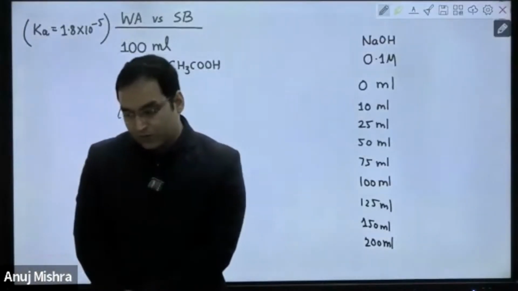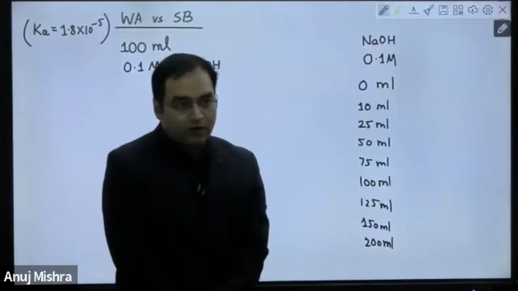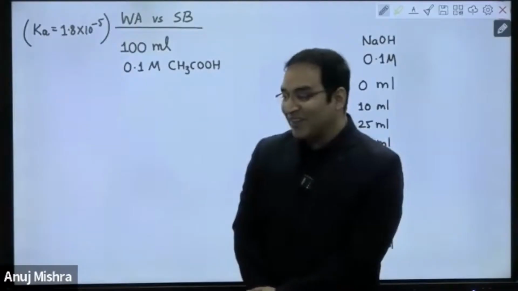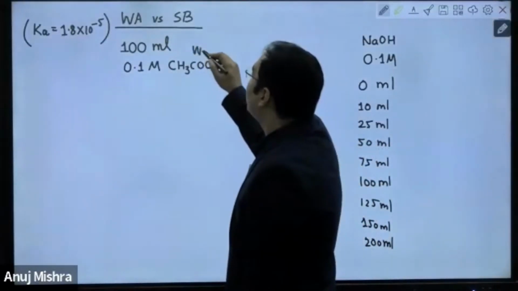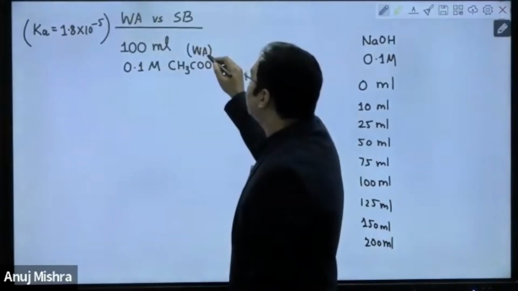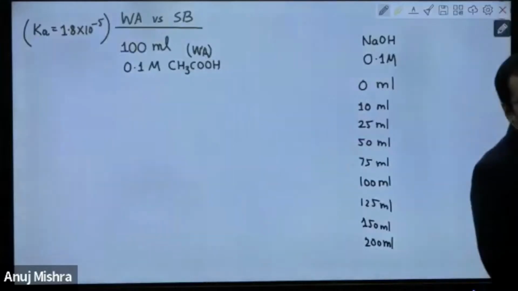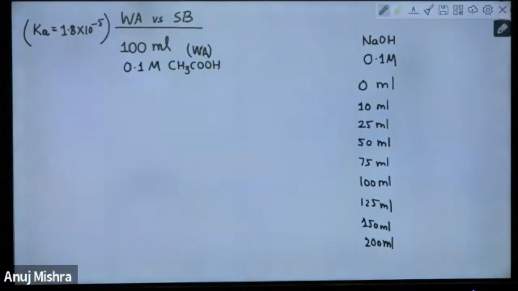For 0 ml, it will just be from CH3COOH, so just 0.1 molar. Can I take 0.1? That's the question. Is it a strong acid? No, it's a weak acid. You can't take 0.1. Arjun, you can't take 0.1. It's a weak acid, brother. How do you solve a weak acid? If 0.1 is given, will you just write 0.1? No. How do we solve a weak acid?